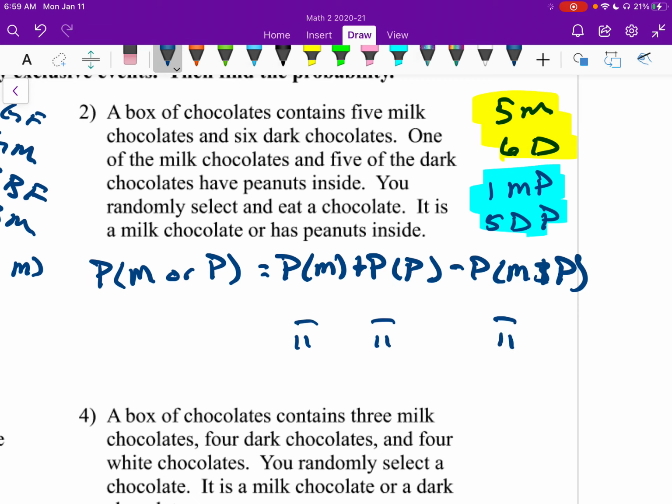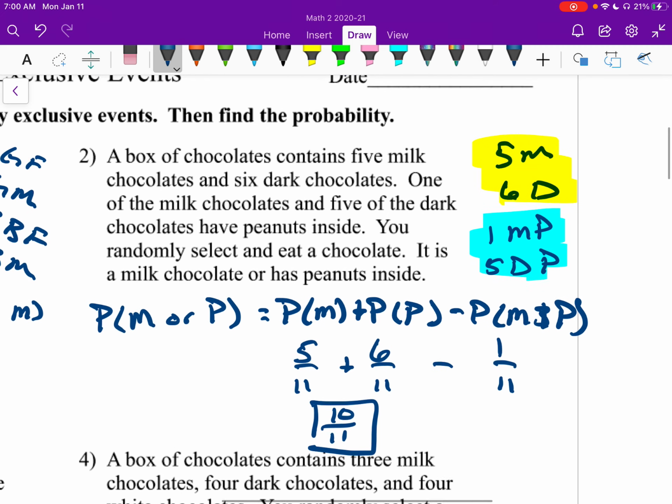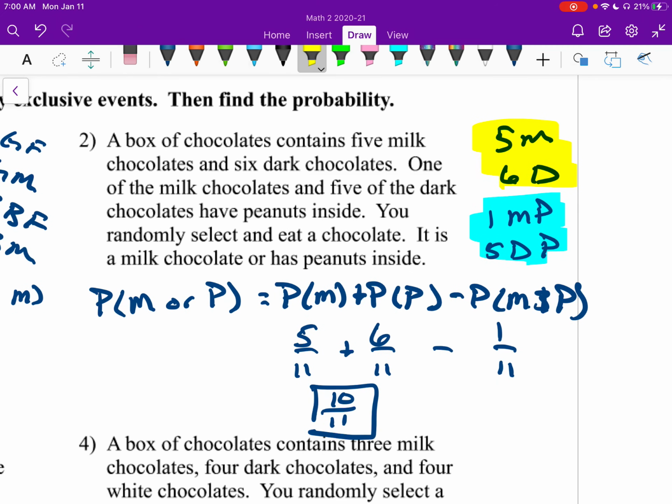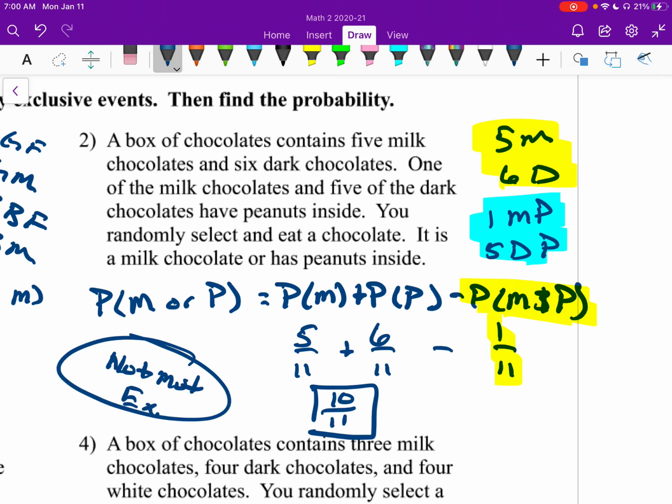Probability of milk will be 5. Probability of peanuts will be 6. And then how many milk chocolate peanut chocolates? I have 1. So I add those up and I'll have 10 over 11. And I don't think I answered the question, is it, no, I did not. So is this mutually exclusive? And again, the question is, is this guy equal to 0? Well, obviously it's not, so this is not mutually exclusive. All right, moving on.